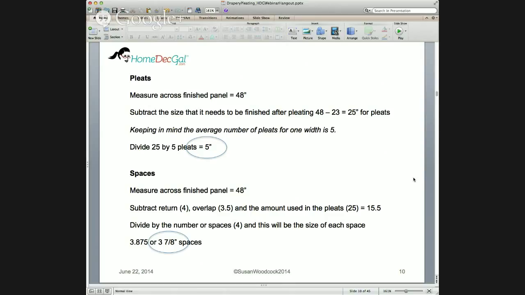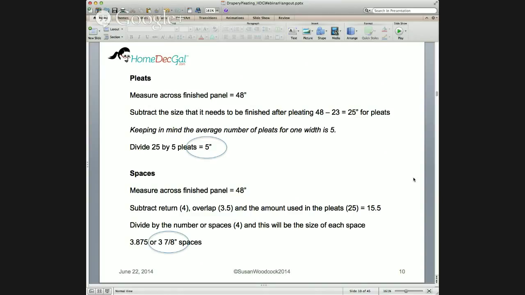That's a good one. So now let's figure out what the spaces between the pleats are going to be. Measure across the finished panels. Flat is 48. Subtract the return. Subtract 1 overlap because this is 1 panel and the amount used to make up all of those pleats. And I ended up with 15.5 inches. Divide by the number of spaces. That'll always be one less than your pleats. If you have 5 pleats, you have 4 spaces. And that gives 4 spaces at 3 7/8 inches.